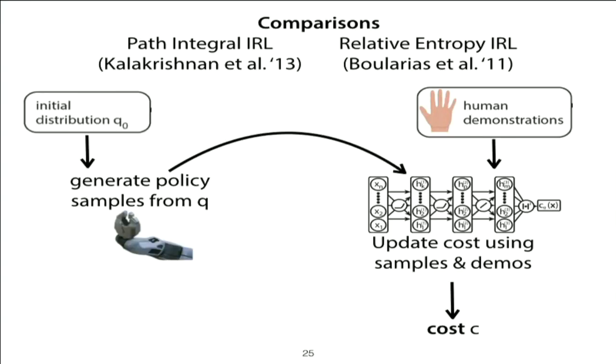And so, as you might imagine, when you're just picking that distribution, it's going to be very biased. Your estimate of the partition function is going to have high variance, and so you're not going to be able to get a good cost function as a result.